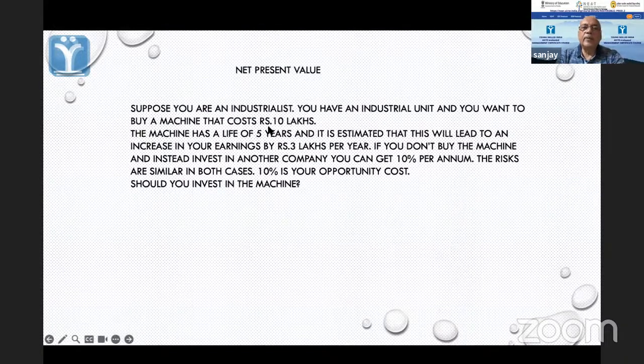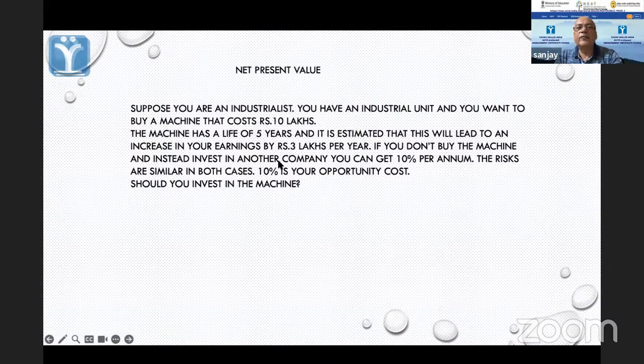So in this example, you might understand it better this way. Let's say, suppose you're an industrialist. You have an industrial unit and you want to buy a machine that costs 10 lakhs. This is your project. So your capital budgeting is this. You have the money, you want to spend 10 lakhs. Now, before you spend these 10 lakhs, you want to find out a little about how much you will earn if you invest these 10 lakhs.